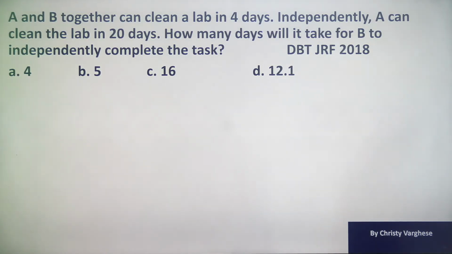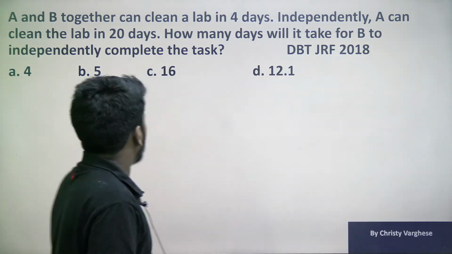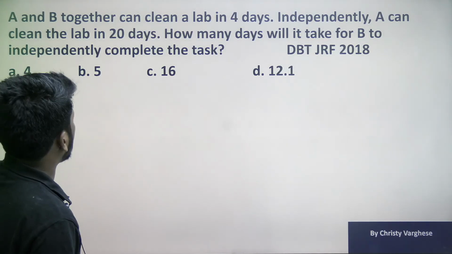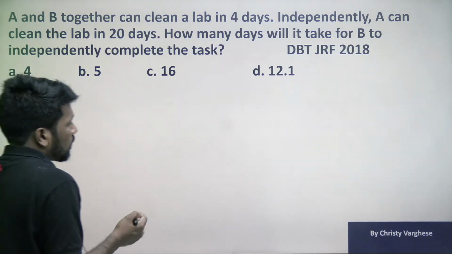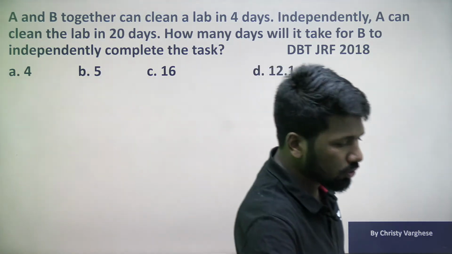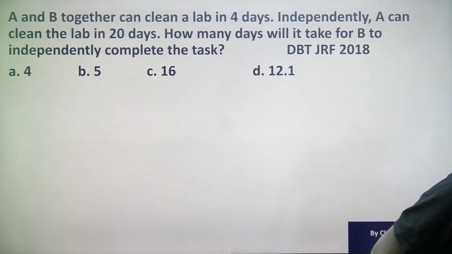Okay, so I'll explain. A and B together can clean a lab in 4 days. Independently, A can clean the lab in 20 days. How many days will it take for B to independently complete the task? For work and time problems, there are many approaches. I will teach you one easy approach that is called the unitary method. Listen very carefully.